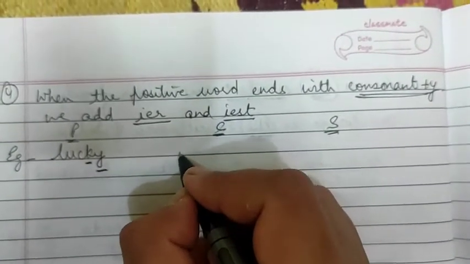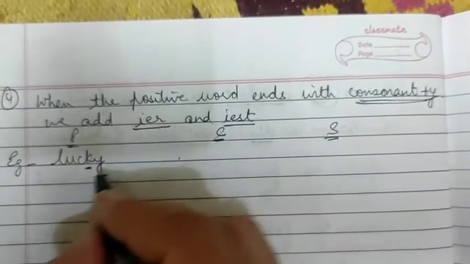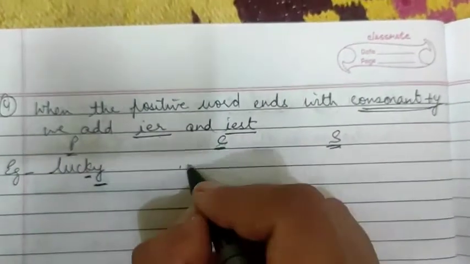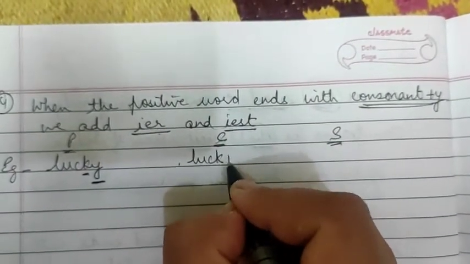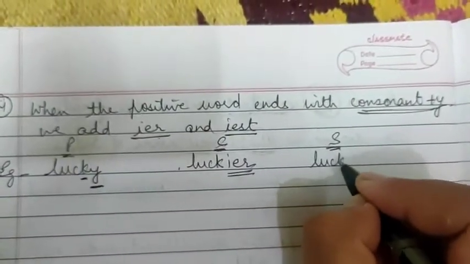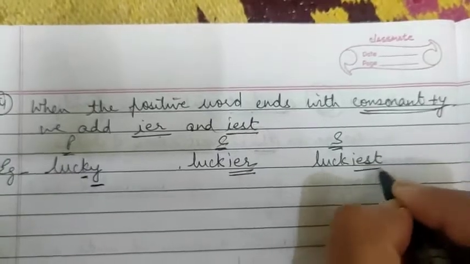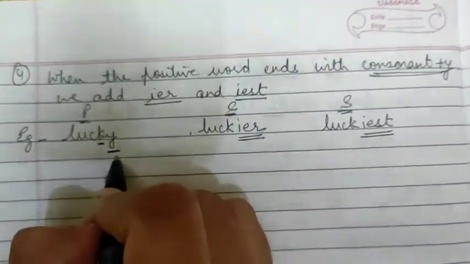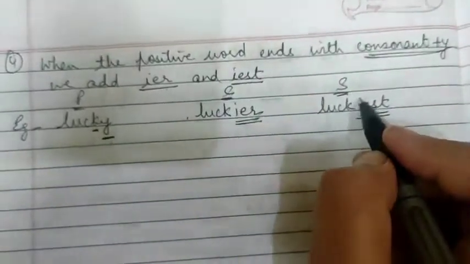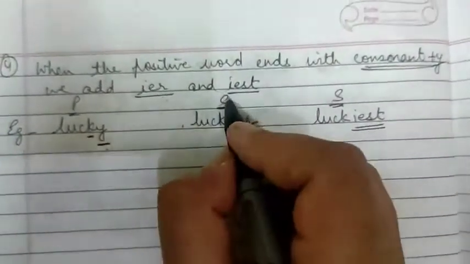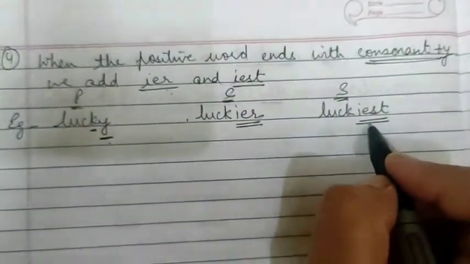then for changing it into the comparative degree we add IER, means we will remove Y. Y will be removed and luck, IER will be added in the comparative degree and IEST will be written in the superlative degree. Y will be removed when we are changing it, and in place of Y, IER and IEST will be written.